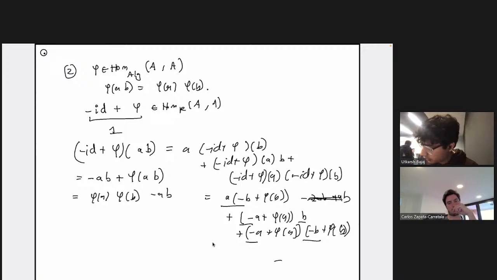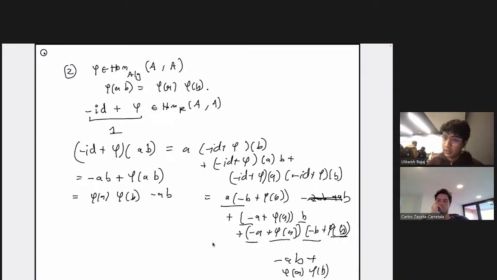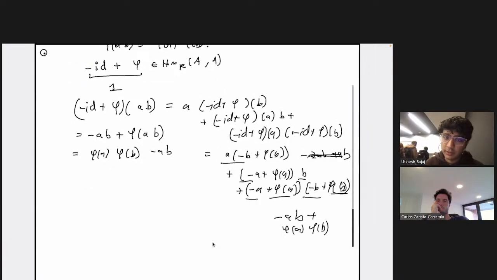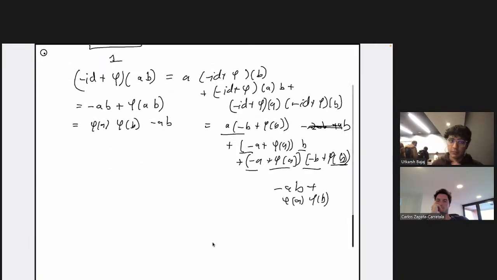So I get a minus AB over here. Plus, I get a phi A B over here and a phi AB over here. But then I get a minus phi A B over here, which cancels this out, and I get a minus phi AB over here, which cancels this out. So I'm only left with these. And so this is indeed a derivation with weight one.